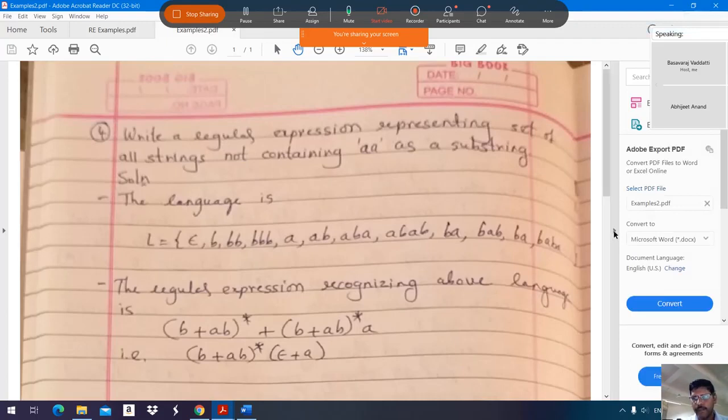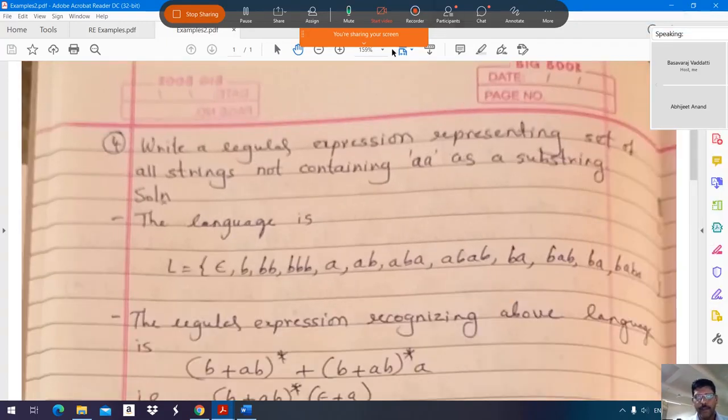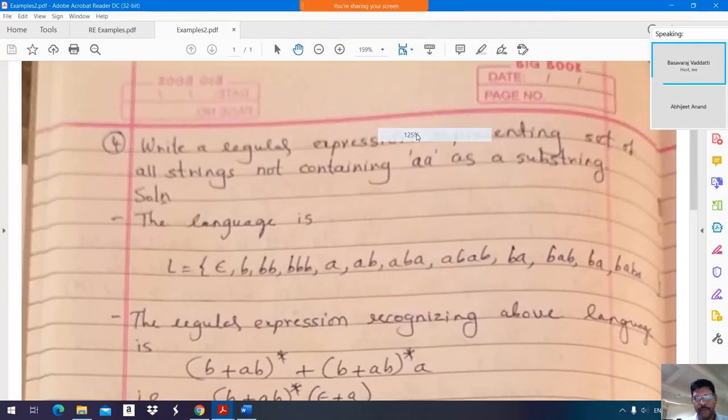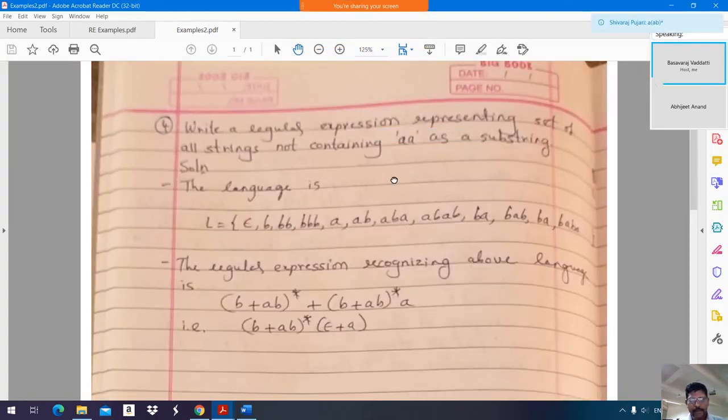Okay, come back to this example what we have given just now. Write a regular expression representing set of all strings not containing AA as a substring. Let us see what are the possible strings which can be accepted here. Epsilon can be accepted, and 1 B, 2 B's or any number of B's can be accepted. There is no constraint on B here.